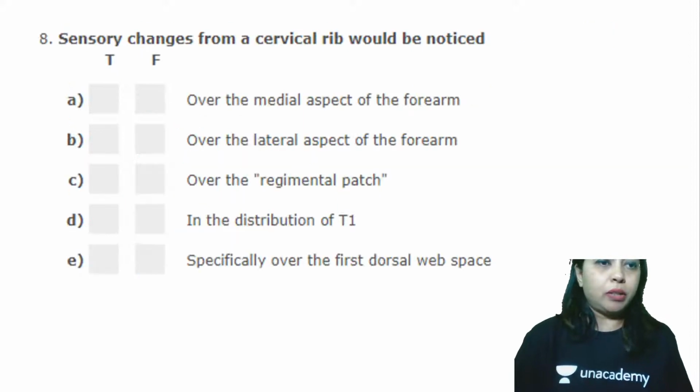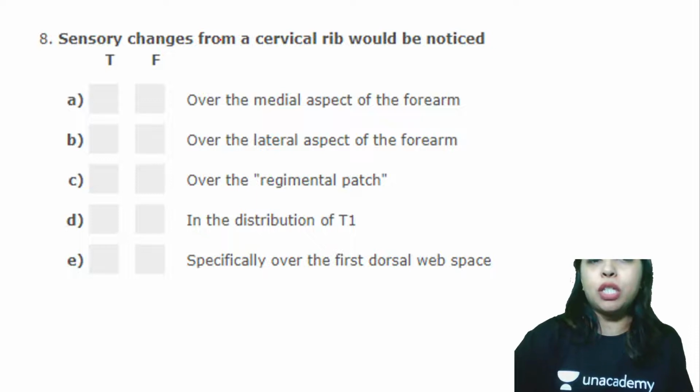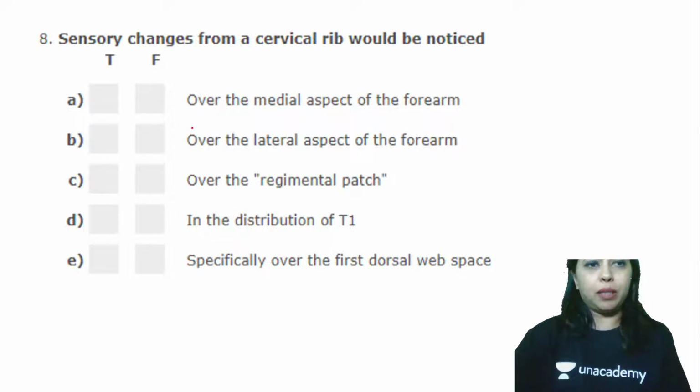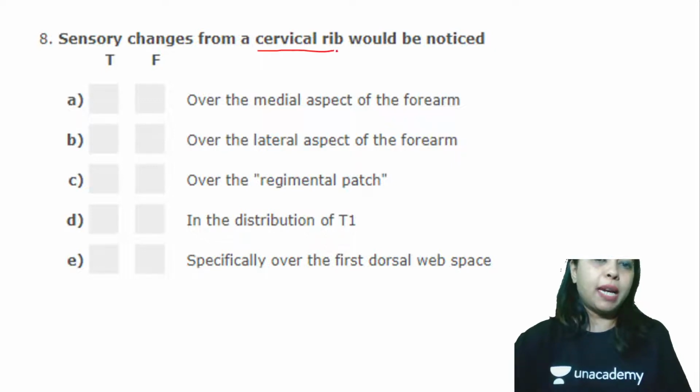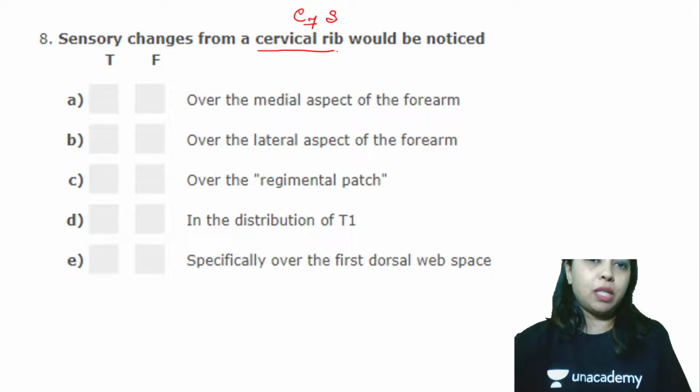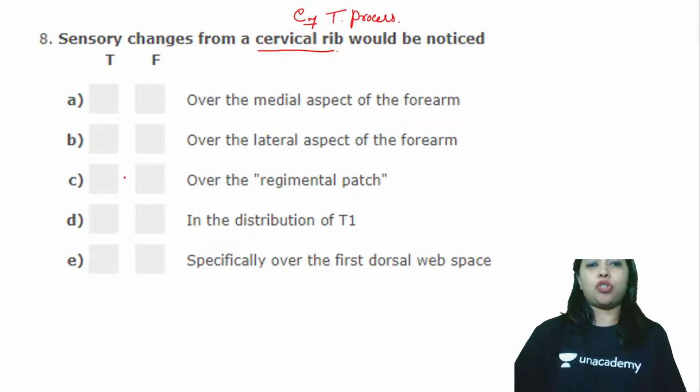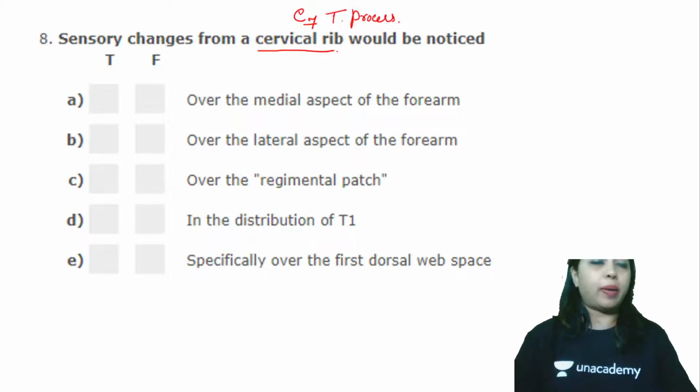Okay, here is the next question. Sensory changes from a cervical rib would be... So what are the changes from a cervical rib? Where is the cervical rib first of all? It is on the C7 spine. That is, it is attached to the transverse process. Not the spine exactly, it is on the C7 transverse process. You have an extra rib attached and that is called cervical rib.